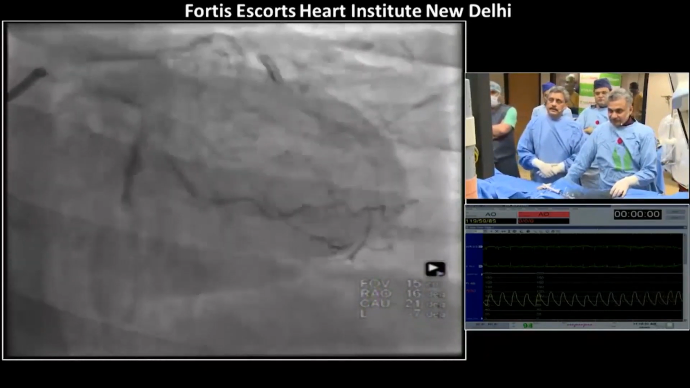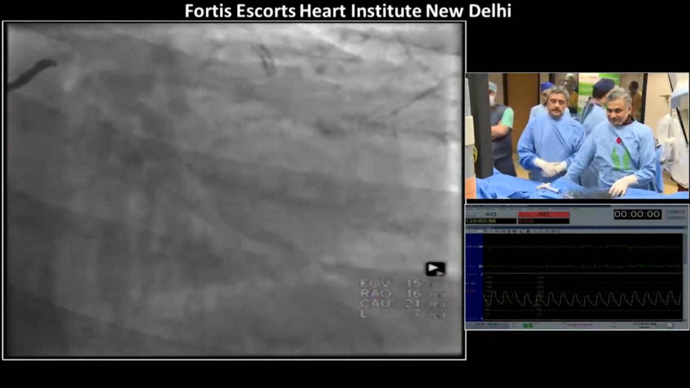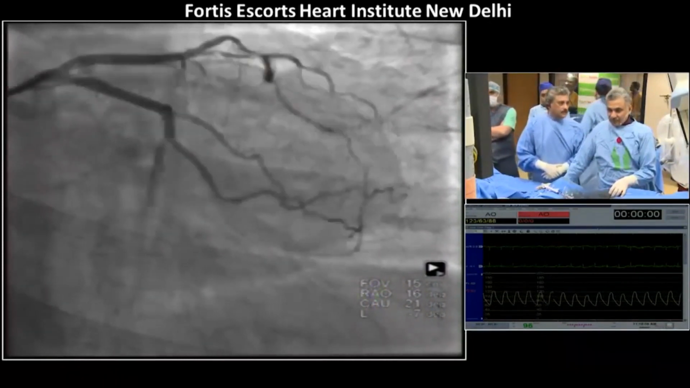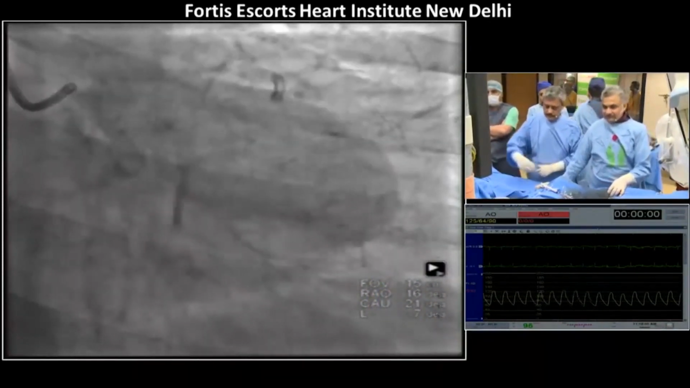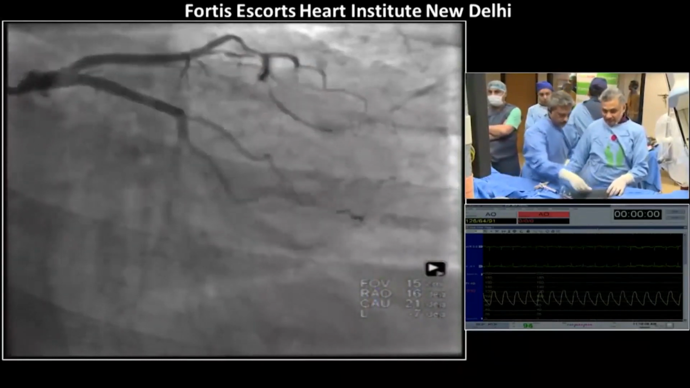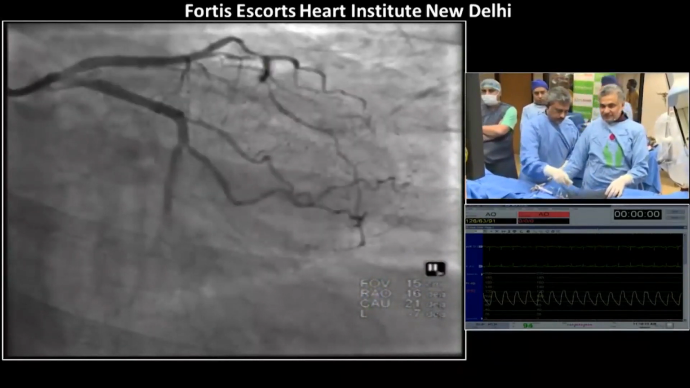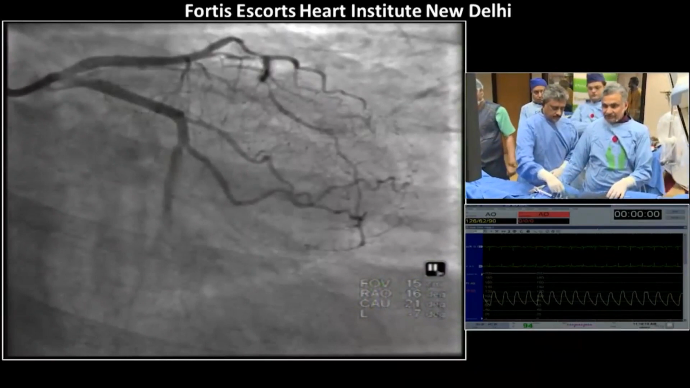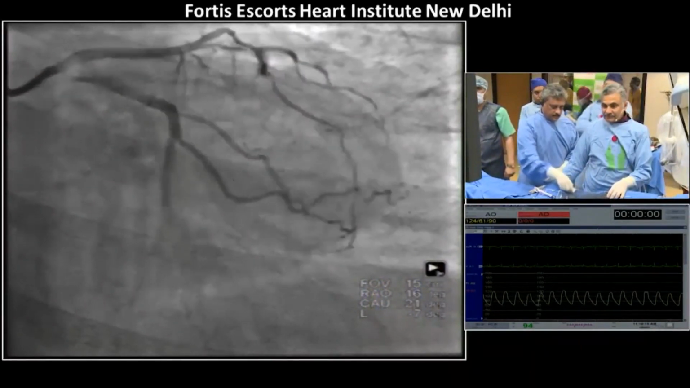But what are you going to do? There's a good collateral, but we decided not to leave it alone, right? Because we know that this ST elevation which was there last night was because of the vessel. So what's your plan?